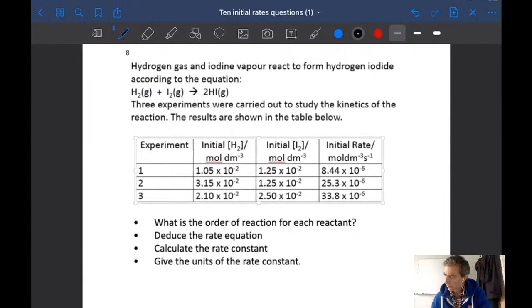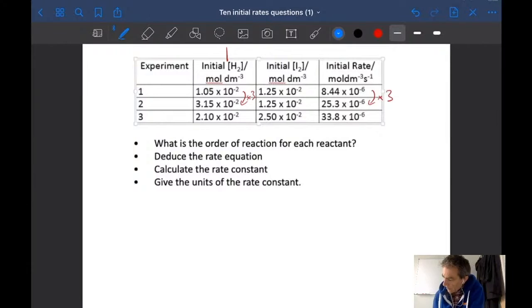Okay, next one. So it's another one of these trickier ones. So what can we do first of all? Experiments 1 and 2, you can see the iodine is staying at 1.25 times 10 to the minus 2. So let's get the order with respect to hydrogen. What's that increase? That's a 3-fold increase. What's the rate done? Big number divided by a small number. That's also a 3-fold increase. Hydrogen is first order.